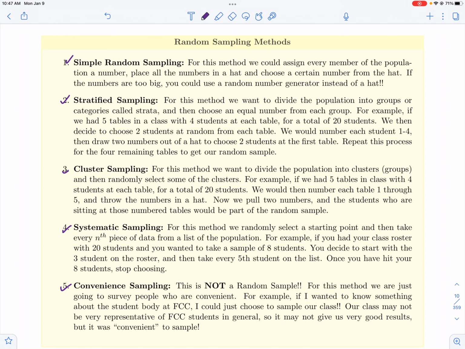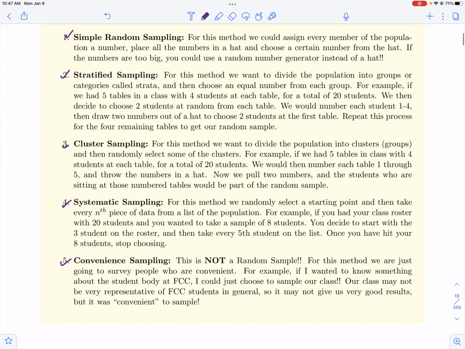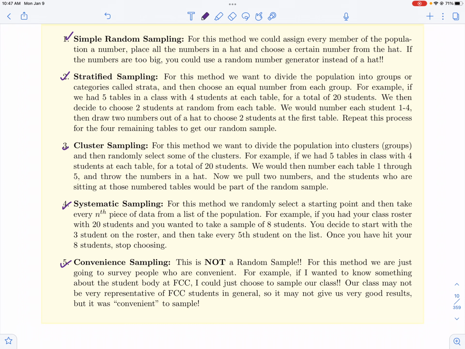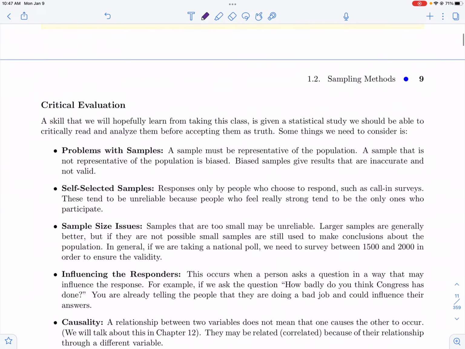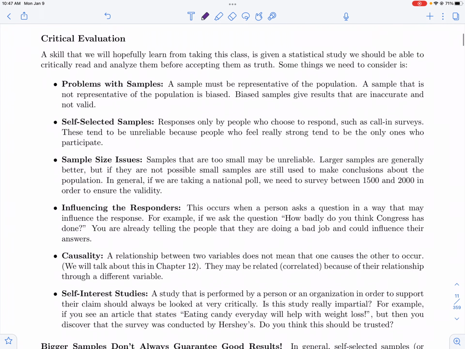Even though it's easy, that doesn't necessarily mean it's going to be a good way to represent the population that we're interested in. All right, so these are the 5 main sampling techniques that we're going to be using. The big thing we have to be careful of is, what are some of the problems that can occur with samples? Again, bias is definitely one of the biggest things we have to be worried about.